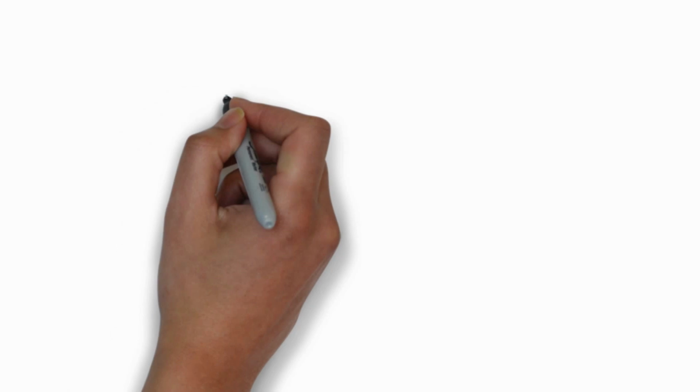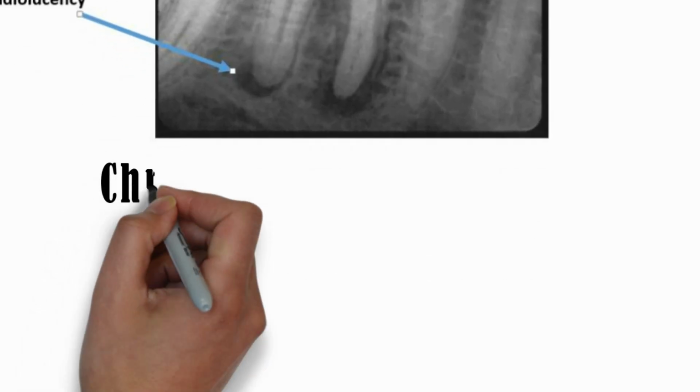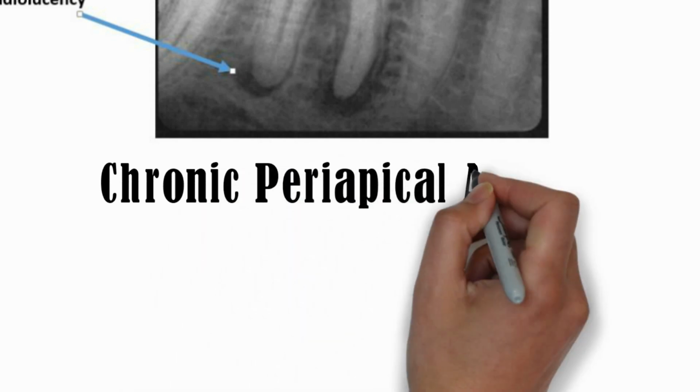Coming to the next radiograph, in this radiograph you can clearly see there is a break in the lamina dura and there is a clear small radiolucency associated with the roots. Now the break in the lamina dura definitely tells you that this is an abscess case, but because now you can see a clear radiolucency, this is a case of chronic periapical abscess. Now why is it chronic? Because there is a sufficient amount of time for mineral loss so that the radiolucency can be seen on the radiograph.